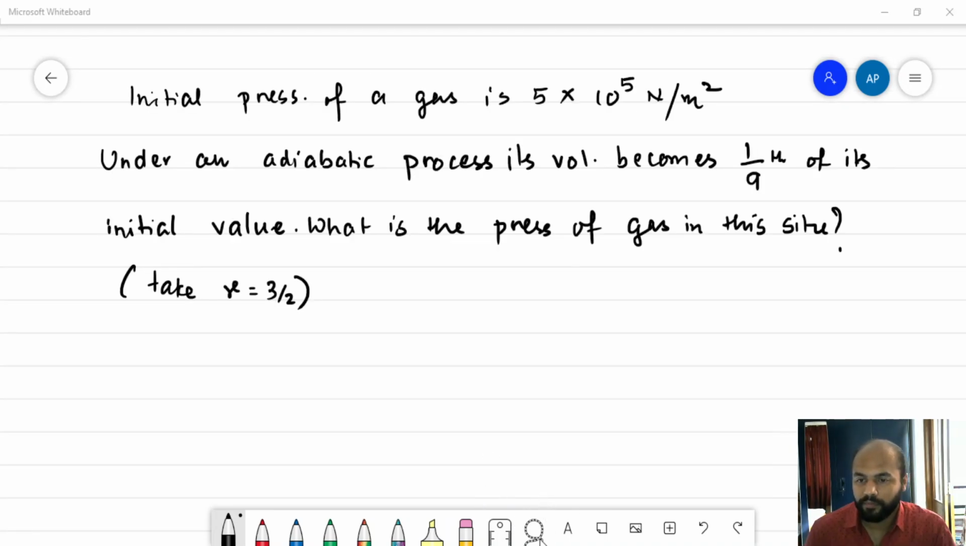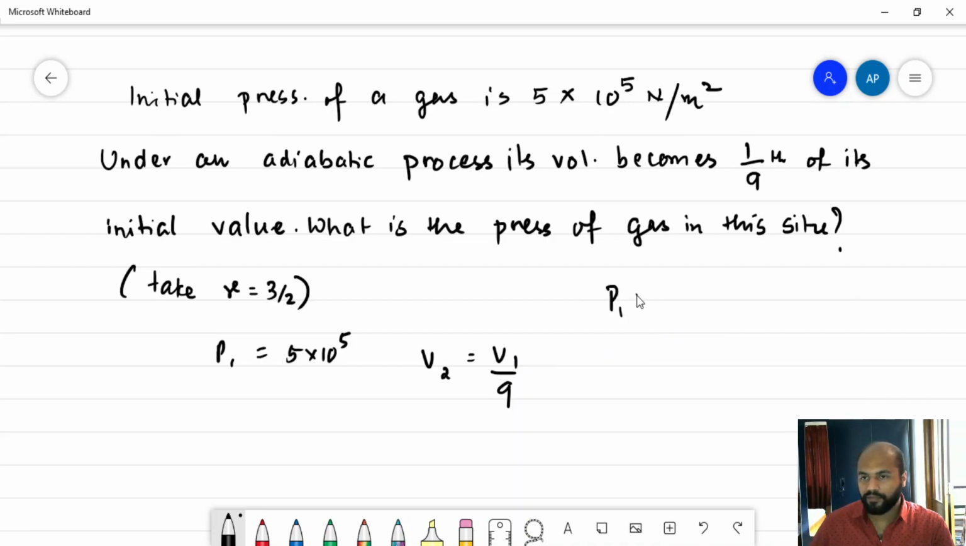Let's take up a problem based on the concepts that we have learned. The initial pressure of a gas is given as 5 into 10 raised to 5, so let's write P1 as 5 into 10 raised to 5. Now there's an adiabatic process due to which the volume V2 is V1 by 9. So the volume becomes 1/9 of its initial value. What is the pressure of the gas in this situation? Gamma is 3 by 2.